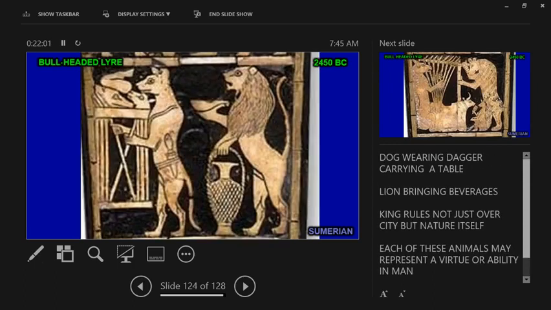All right, the next one down. I just think it's weird. We have a dog wearing a dagger and carrying a table, followed by a lion bringing beverages.